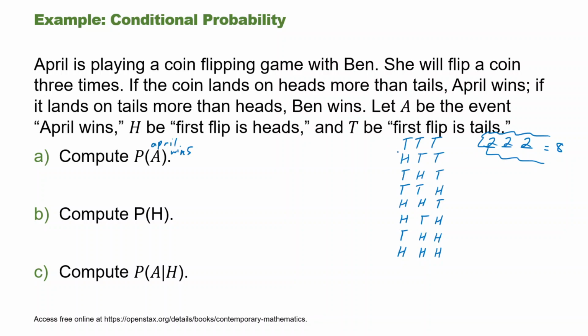So where there are more heads than tails, that would be the case of heads, heads, tails, the case of heads, tails, heads, the case of tails, heads, heads, and the case of heads, heads, heads. And so the probability that April wins will be 4. There are 4 ways for her to win out of 8 because we had a total of 8. So that would be, probability is 1/2.